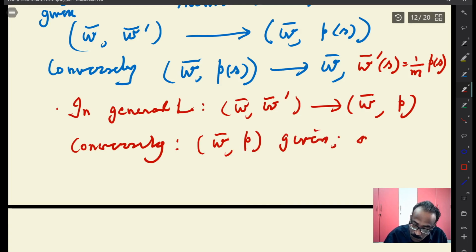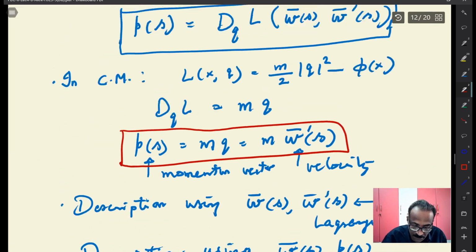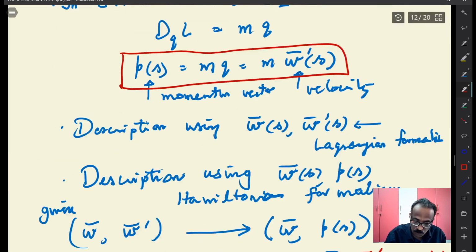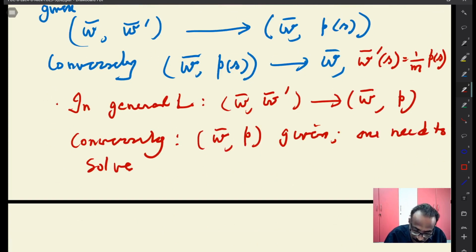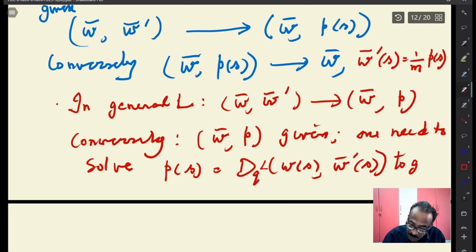one needs to solve this equation. You see, because your P is defined like this, you need to solve this equation: P of S is equal to dq of L of W of S, W prime of S. You need to solve it to get W bar prime. You see, to get W bar prime.